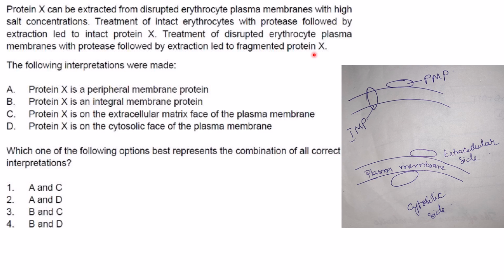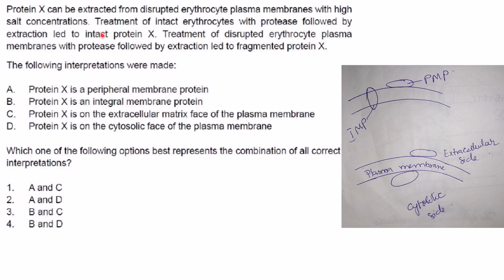Now don't get scared. The first time you read this, you will feel that way. But read the interpretations and you will come to know what the examiner wants from you. First they have given protein X is peripheral, and in B it is an integral membrane protein. Then they have told protein X is on the extracellular matrix phase of the plasma membrane, and in option D they have told it is on the cytosolic phase. So what the examiner wants to know is whether protein X is peripheral or integral, and whether it is on the extracellular phase or on the cytosolic phase.